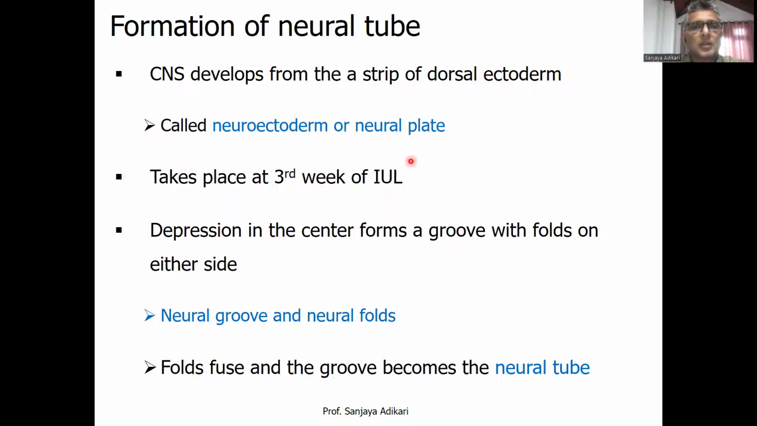You call it neuroectoderm. And what happens is, at the back, on the posterior side, the dorsal side, there is a strip of ectoderm that differentiates into what is called neuroectoderm. It's called neuroectoderm or neural plate. And that takes place immediately after the formation of the three germ layers in the third week. So the development of the nervous system also basically starts in the third week, as early as that. So it's very early. Third week is very early.